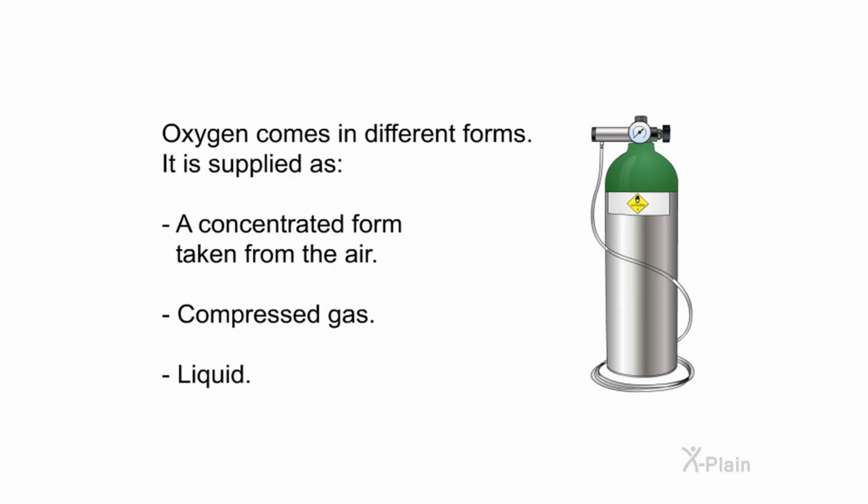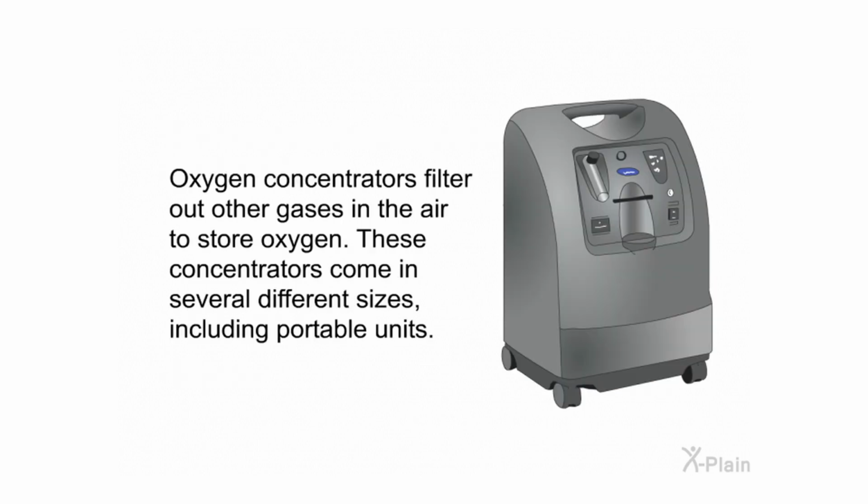How does it work? Oxygen comes in different forms. It is supplied as a concentrated form taken from the air, compressed gas, or liquid. Oxygen concentrators filter out other gases in the air to store oxygen. These concentrators come in several different sizes, including portable units.